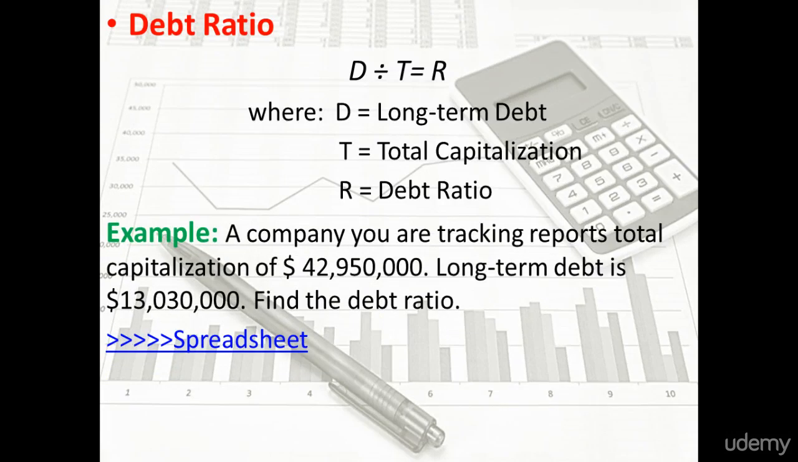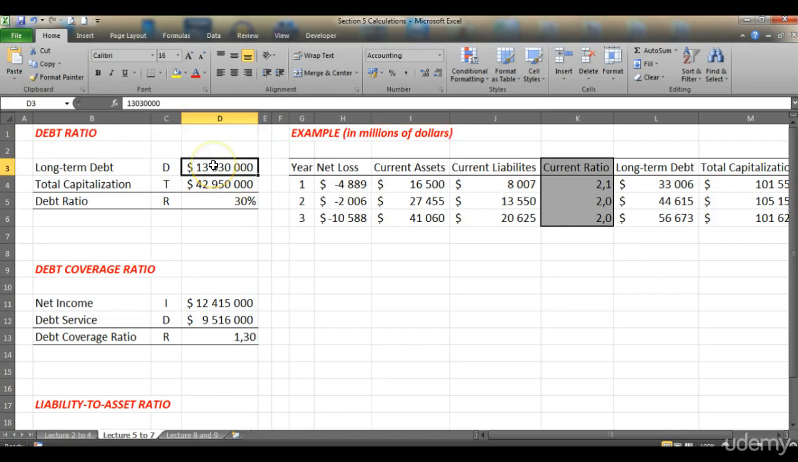Here is the example. A company you are tracking reports total capitalization of $42,950,000 US. Long-term debt is $13,030,000. Find the debt ratio. Let's see this in another example on a spreadsheet. Here is the example. Long-term debt, total capitalization, and the debt ratio is long-term debt divided by total capitalization, in this case 30%. The example demonstrates that the company is employing about 1/3 long-term debt and 2/3 equity to finance operations. Is 30% too high?